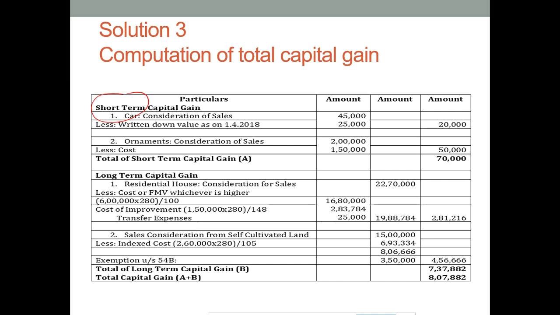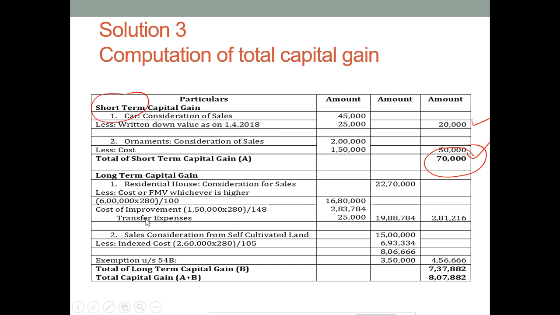So 45,000 minus 25,000 is 20,000. Ornaments, 2 lakh, it is also a short-term capital asset. Less cost 1 lakh 50,000. So 50,000 is the benefit. So 70,000 is the total short-term capital gain. Let's see long-term capital gain.